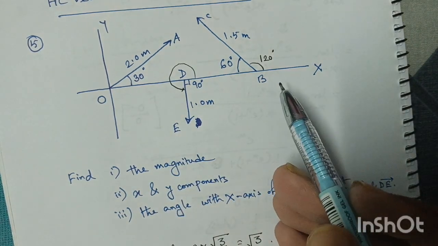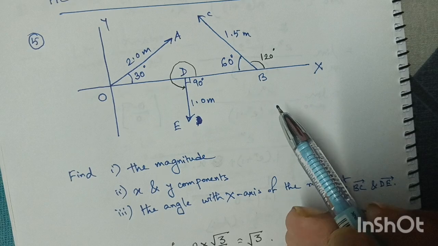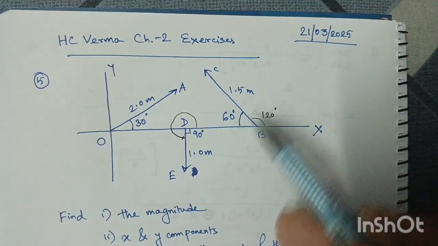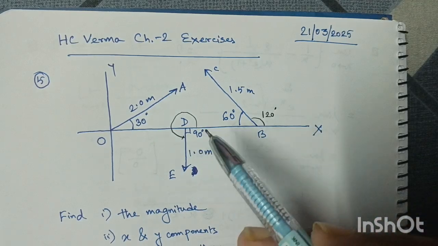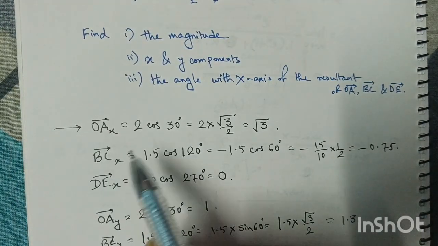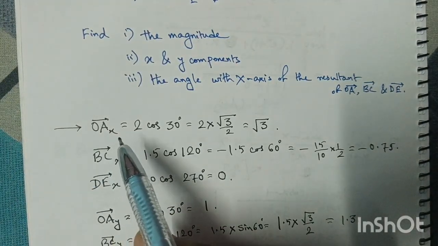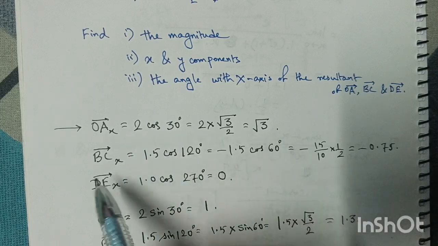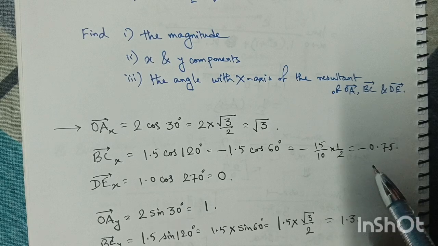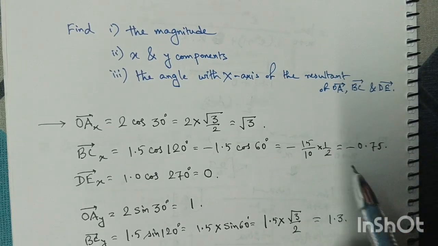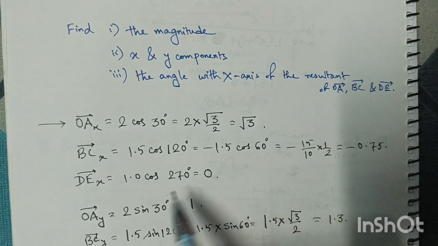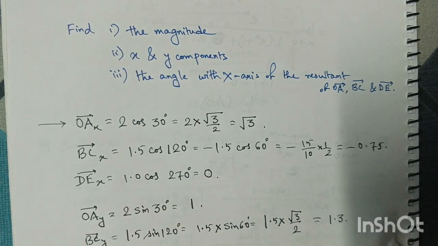and BCx would be 1.5 cos 120 degree, as is evident from here, and there will be no component of DE along x. So by calculating we get OAx, that is the x component of OA, equal to √3. The x component of BC is equal to minus 0.75. Here the negative sign indicates that its direction will be along the negative x-axis, and the x component of DE is equal to 0.